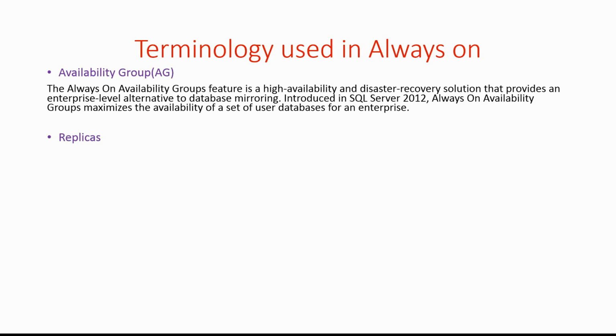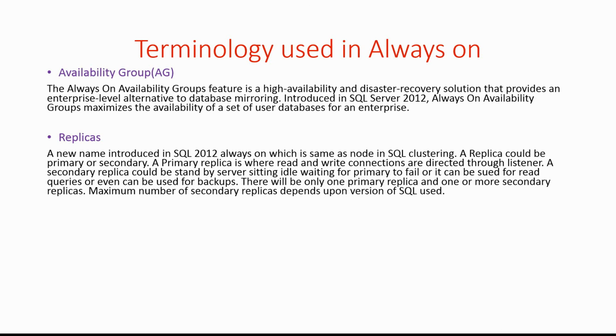Replica is nothing more than a node, which is the term used in SQL clustering. Replica is a term used in Always On. Replica means you have a primary node, which is the primary replica, then you have a secondary node, which is a secondary replica. You could have more than one secondary replica. There are limitations in SQL Server, which you can find out online.